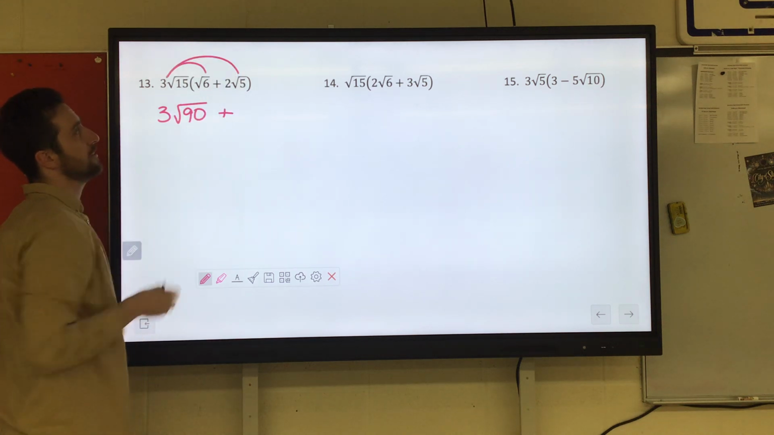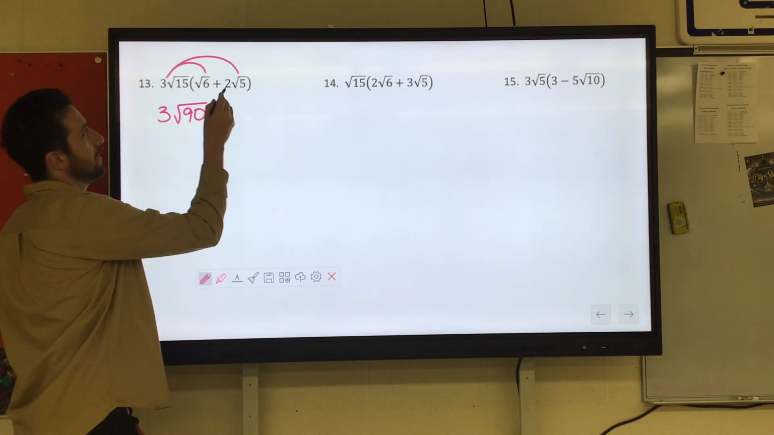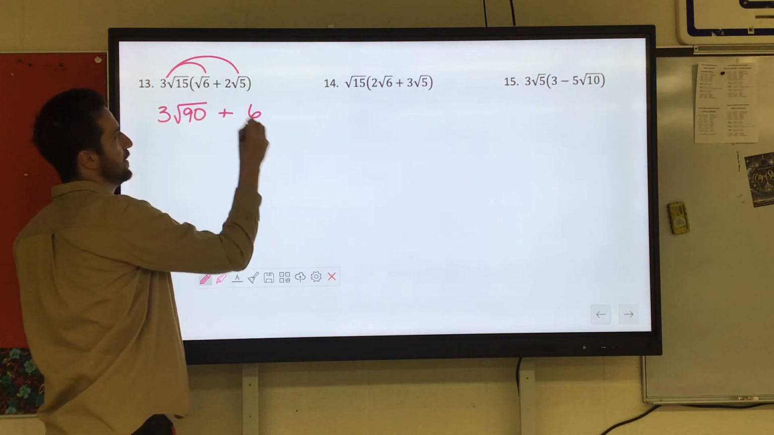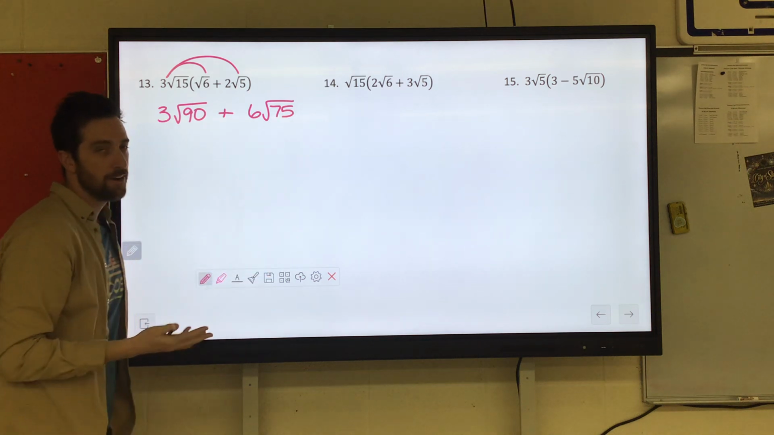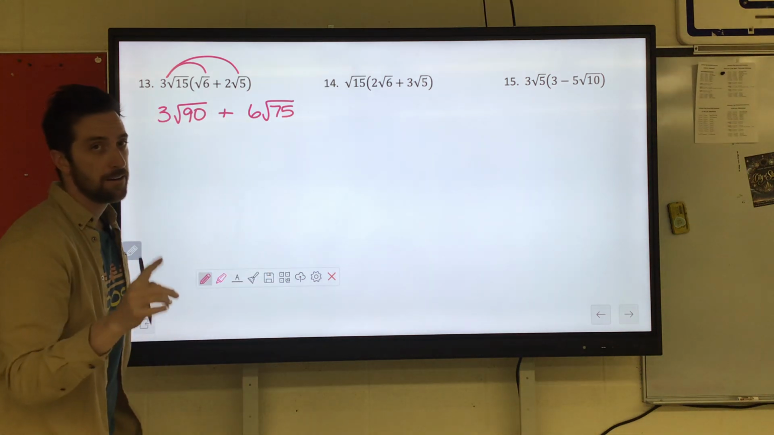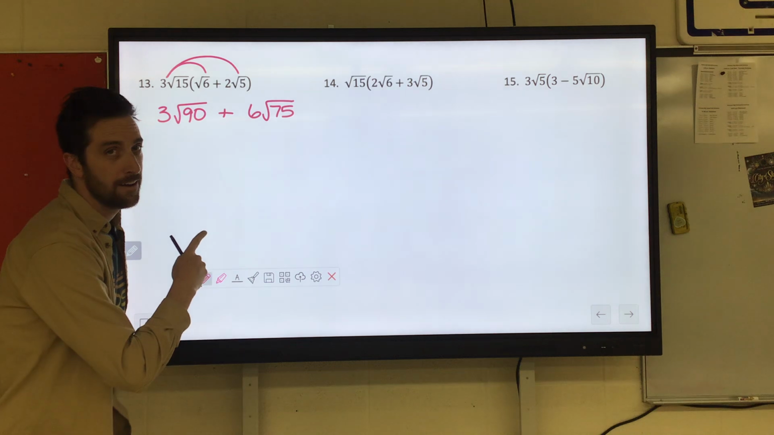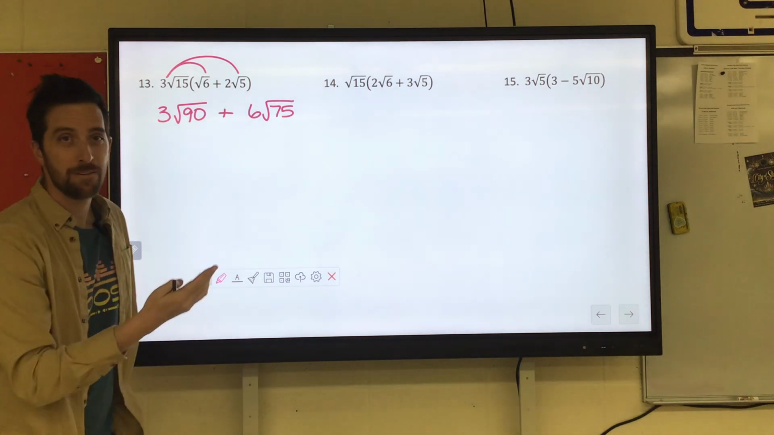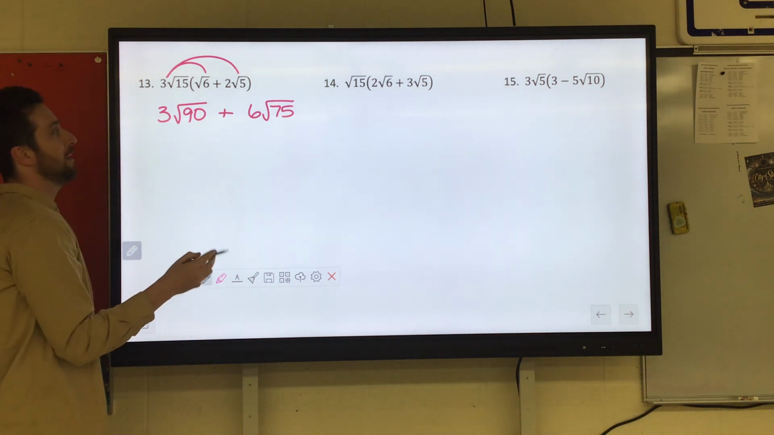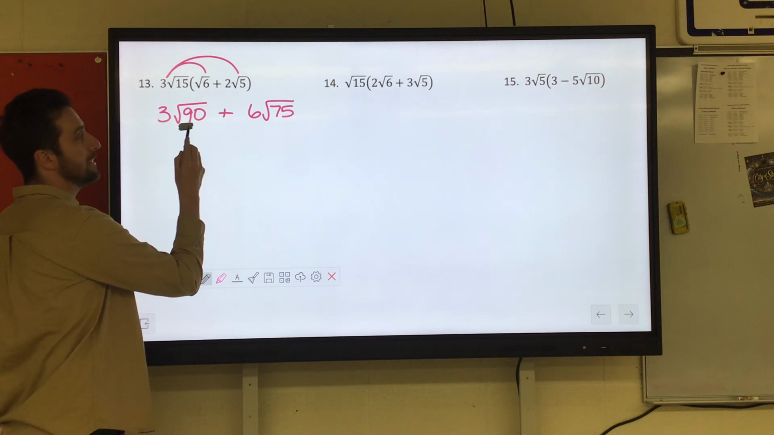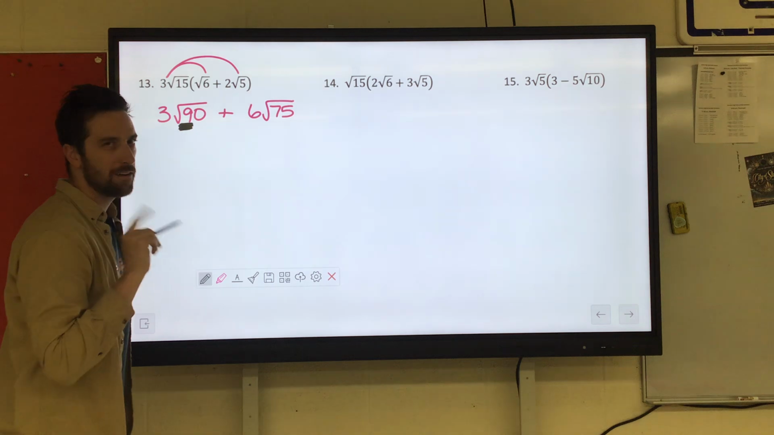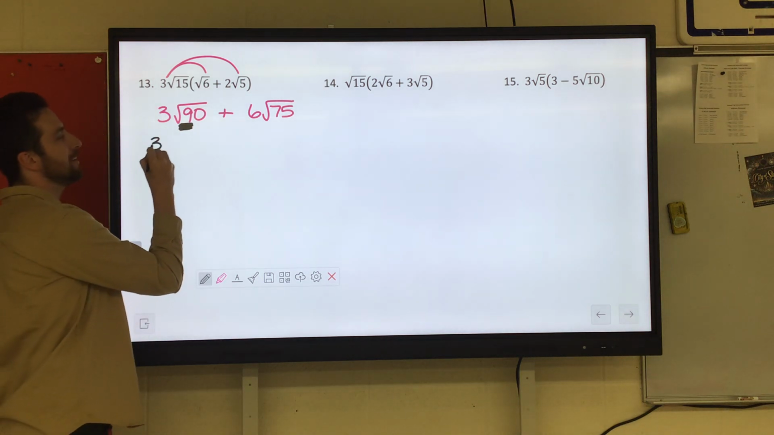3 root 15 times 2 root 5. 3 times 2 is 6. 15 times 5 is 75. They have different numbers in the radical. We can't add them yet. Maybe we can break them down with perfect squares. I wonder which perfect square goes into 90. Wink. It's 9. 9 times 10.